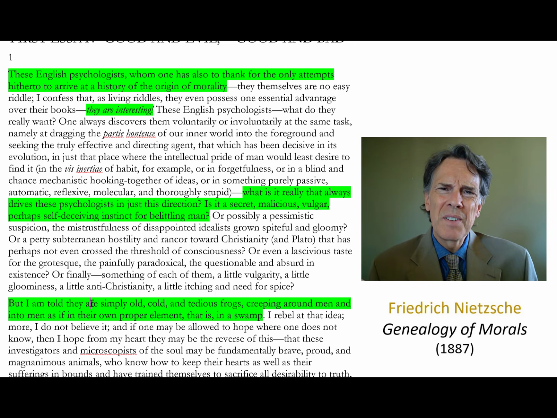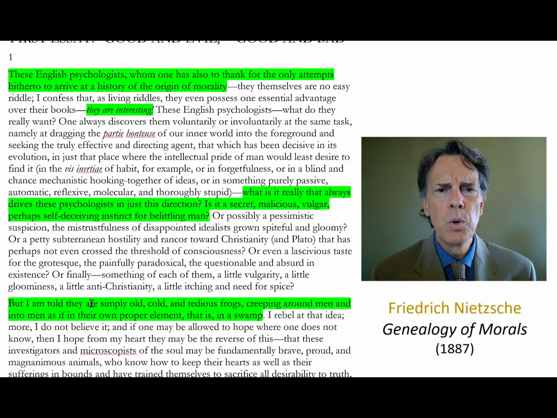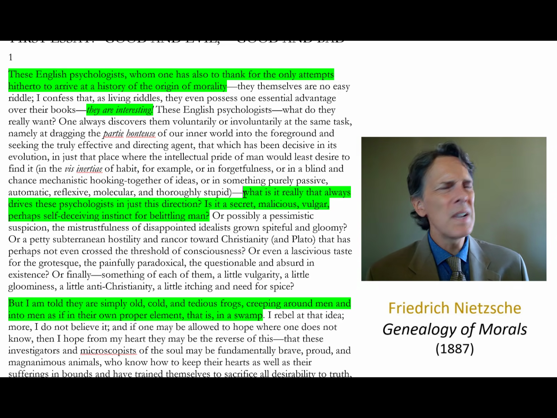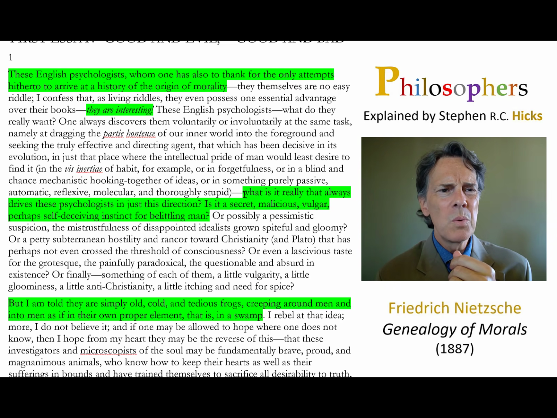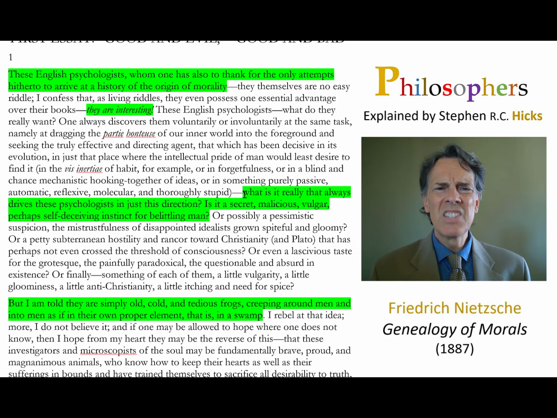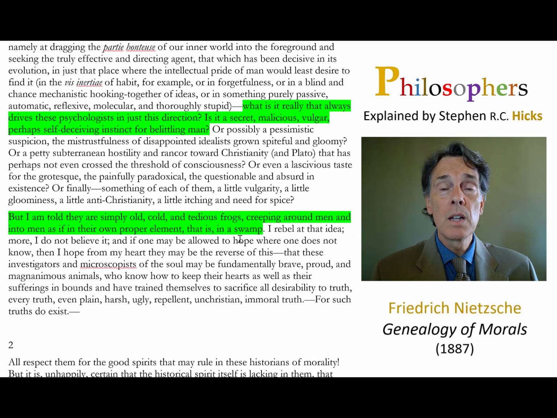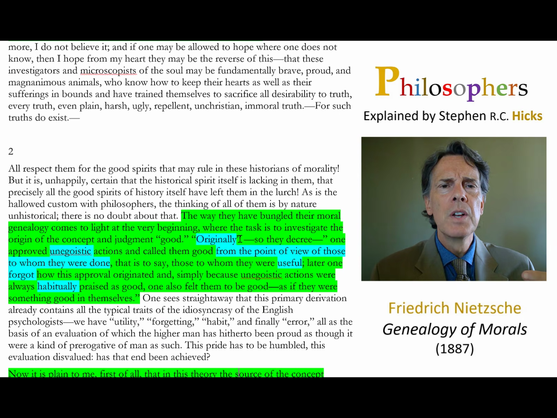And what he's finding in their morality is something that seems more worthy of seeing human beings as swamp dwellers, and morality as a projection of the kind of being that swamp creatures would do. And so Nietzsche, jumping back to this first paragraph, asks, well, why is this the case? What is it that always drives these psychologists in this direction, this kind of dehumanizing or belittling of human beings? Is it a secret, malicious, vulgar, and perhaps self-deceiving instinct for belittling men? Okay, so an interestingly insulting couple of paragraphs, but why so?